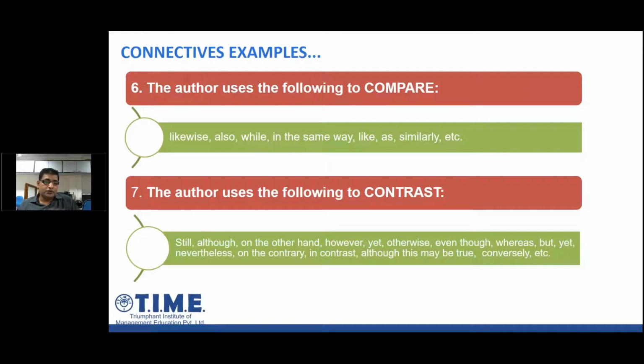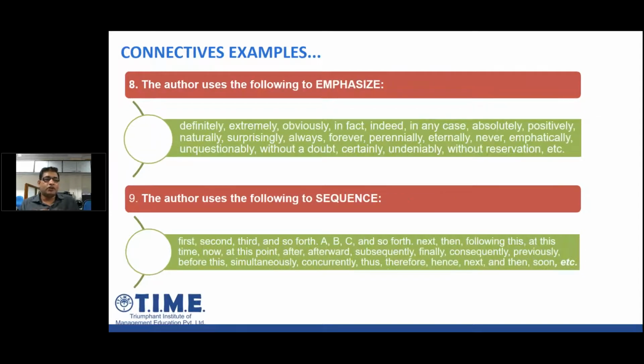So what are the contrasting words? Still, although, on the other hand, on the one hand, however, yet, otherwise, etc. All these examples given here that you can see on the screen are all contrasting words, and they are also very important connectives. We go ahead. The 8th example that I'm giving here is the author uses certain words to emphasize. You see, emphasis means I may want to emphasize certain ideas, right? So I may say a few things and then I may say the most important thing of all is blah blah blah. When I say the most important thing of all is, obviously I'm emphasizing some idea, right?